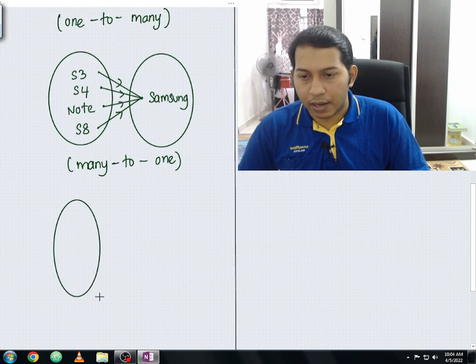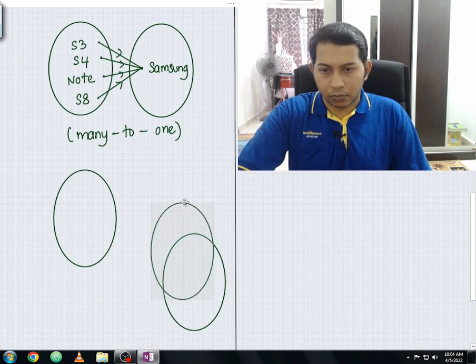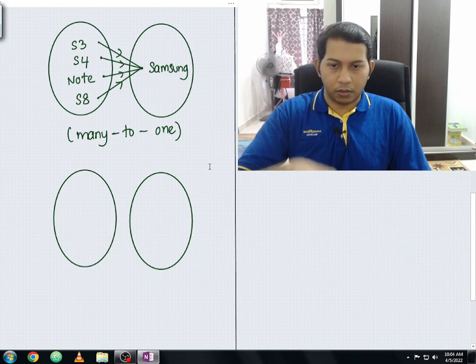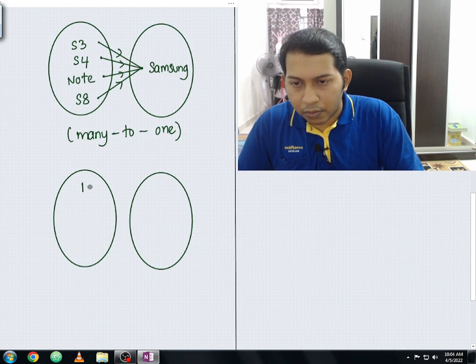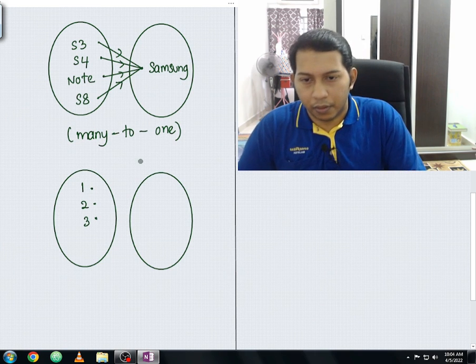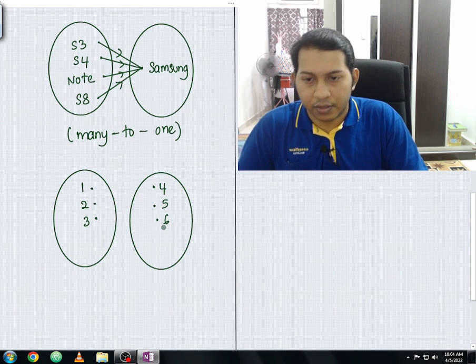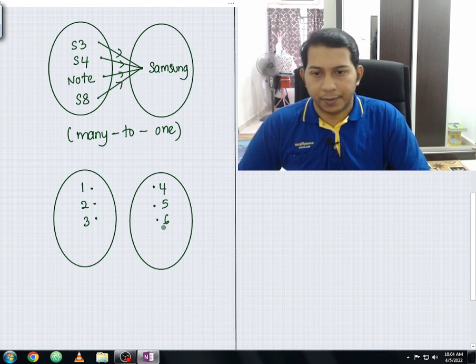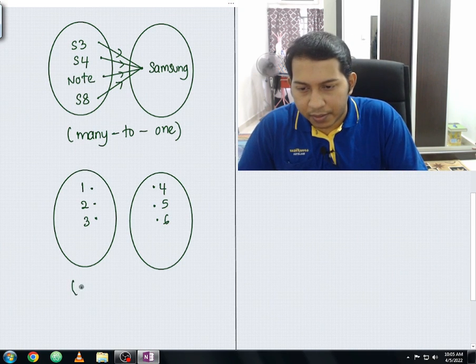Okay, so let me draw another arrow diagram. So 1, 2, 3. Then you write here 4, 5, 6. Okay, guys, so let's say you have no idea what many-to-many means. So just a guess, guys, what may a many-to-many look like.